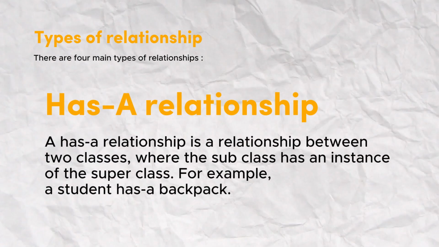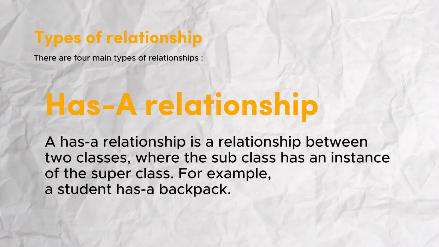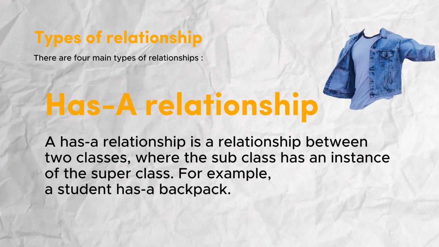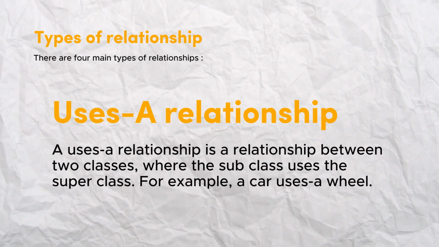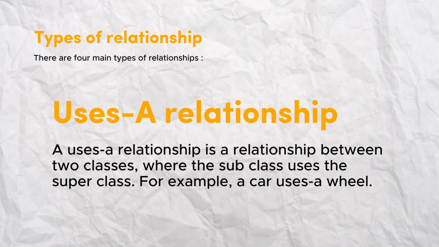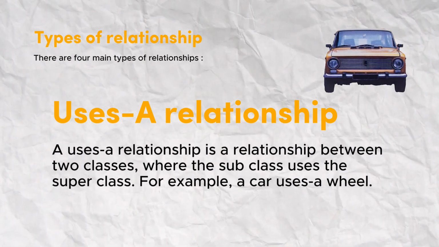Has-a relationship. A has-a relationship is a relationship between two classes, where the subclass has an instance of the superclass. For example, a student has a backpack. Uses-a relationship. A uses-a relationship is a relationship between two classes, where the subclass uses the superclass. For example, a car uses a wheel.